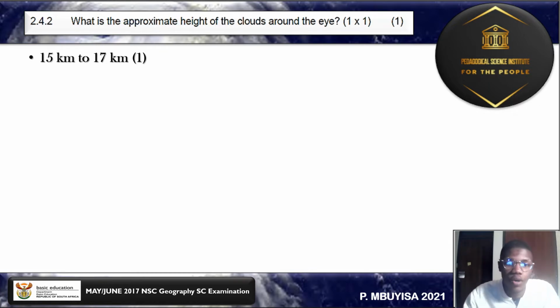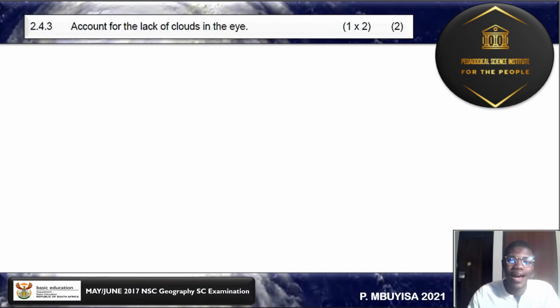And in 2.4.3, they said account, very important. Account is our action word. Now, when you're asked to account, you're asked to give a reason for why something is happening the way it is happening. You give an account for that. And we say that now, looking at the question itself, account for the lack of clouds in the eye. Now we know that our eye is formed by different conditions, right?